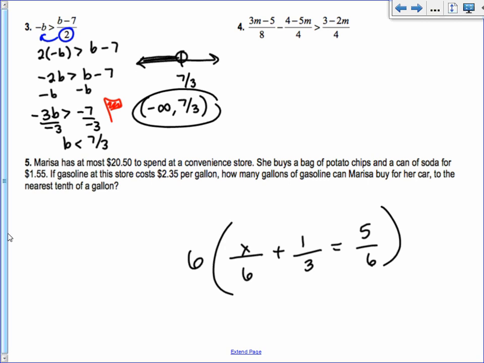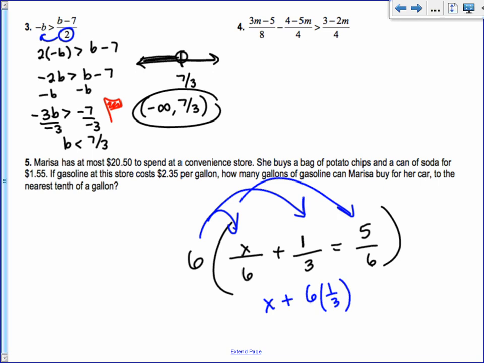All right, and I'm just going to multiply that 6 into the entire equation. So when I do that, I'm going to have x plus 6 times 1/3. What is 6 times 1/3? That's 2, right? So 6 times 1/3 is 2 equals, and then I have 6 times 5/6. What's 6 times 5/6? 5, right? The 6 and 6 reduce down. Or you can think of 30 over 6 is 5. And then all of a sudden you have a super simple equation. x plus 2 equals 5, so x equals 3. Isn't that nice?